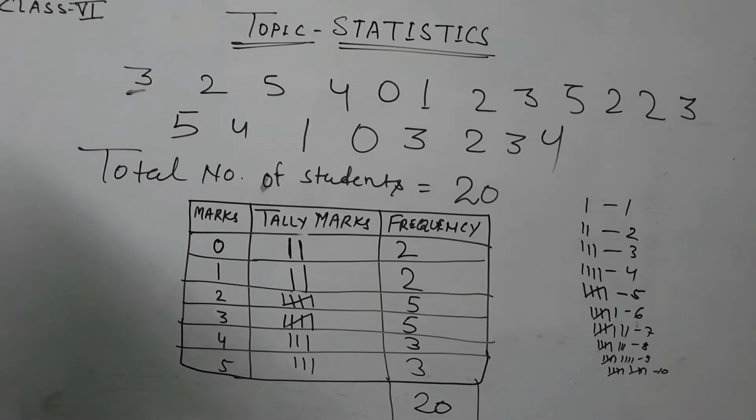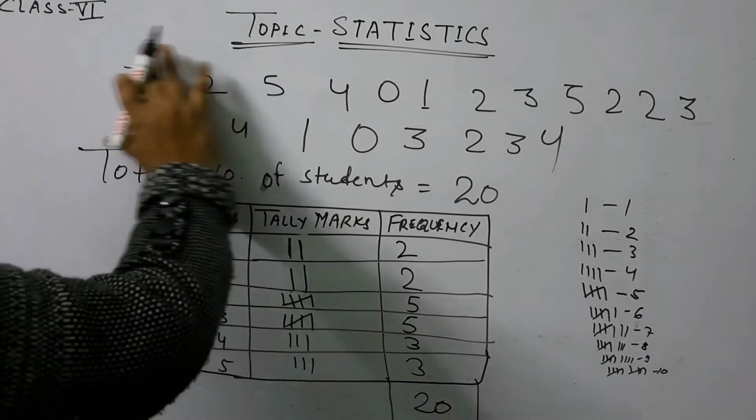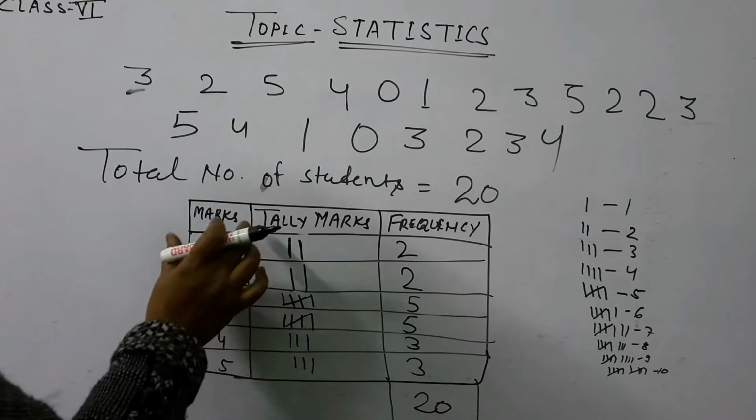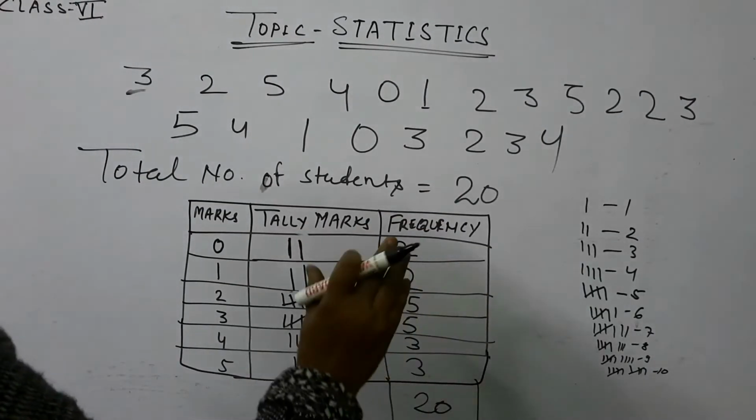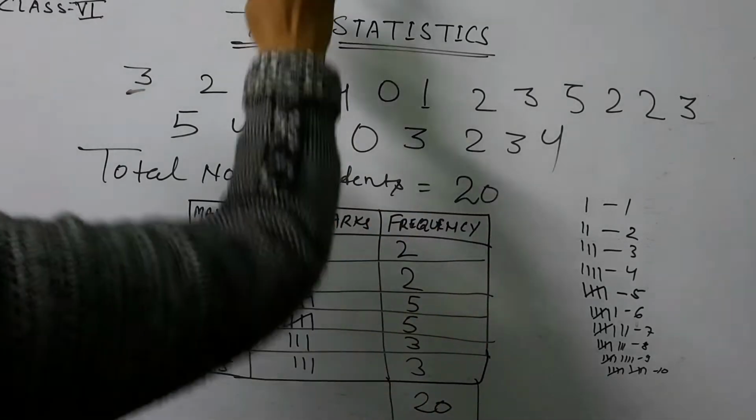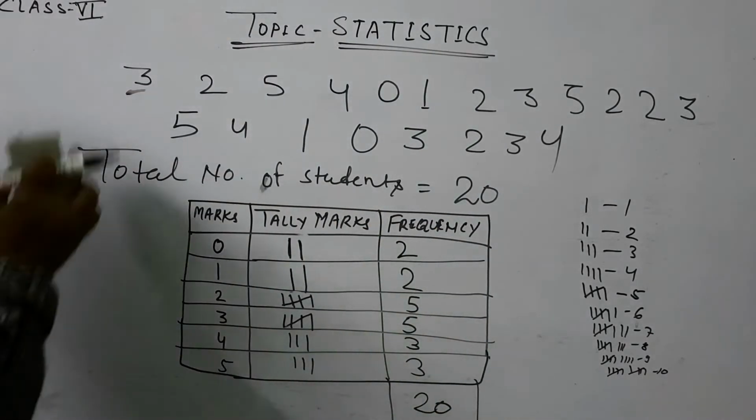In this, the data is given here. We write one column for the marks, a second column for the tally marks, and a third column for the frequency, and how many times it repeated. That is called the frequency.